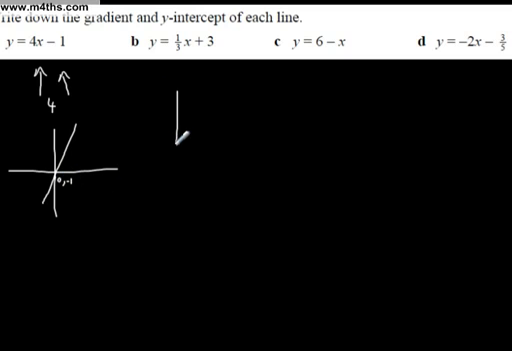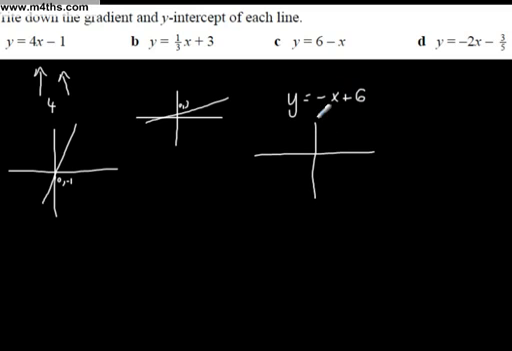This one has a flatter gradient. It's 1/3 and it's crossing at the point where y is going to be 3. So it's 0, 3. This one, be careful, we can rewrite this in the form y equals minus x plus 6. This has got a negative gradient of negative 1 and it cuts at the 6, so it's going to be 0, 6. Negative gradient of 2, negative y-intercept of minus 3/5.